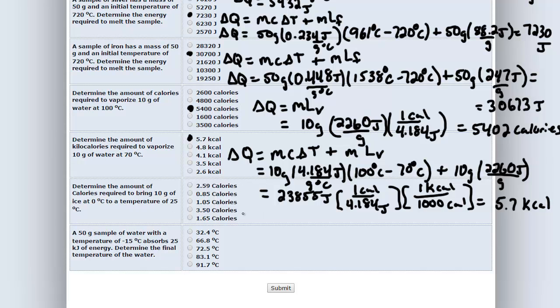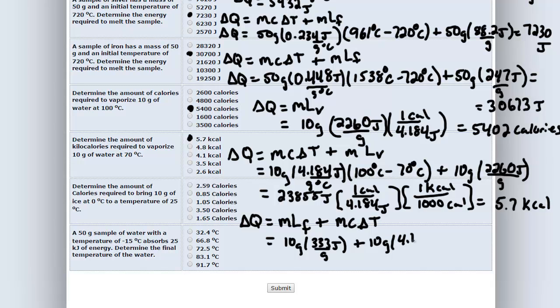Determine the amount of calories required to bring 10 grams of ice at 0 degrees Celsius to a temperature of 25 degrees Celsius. Okay, it's solid ice, so we first have to melt it, and then we have to raise the temperature. So ΔQ is going to be m times the latent heat of fusion, plus our mcΔT. So we have 10 grams, and the latent heat of fusion for ice is 333 joules per gram. And then we add our 10 grams because we're going to raise the temperature, so 4.184 joules per gram degrees Celsius.